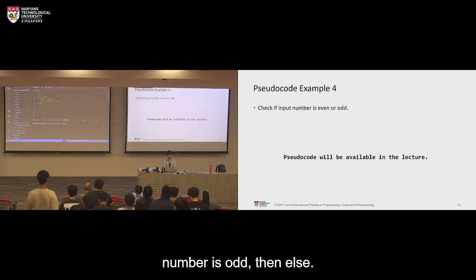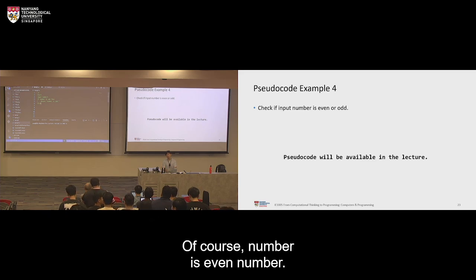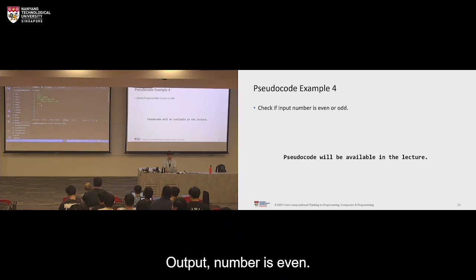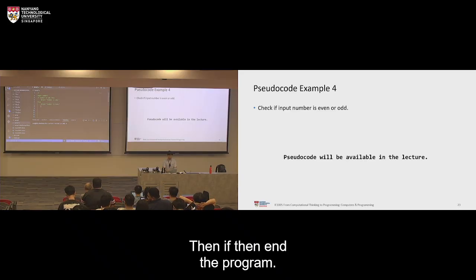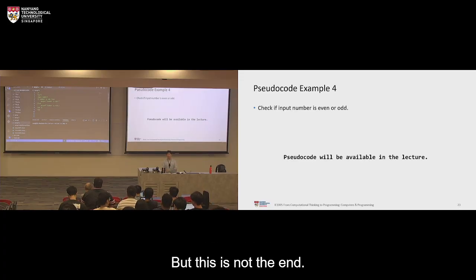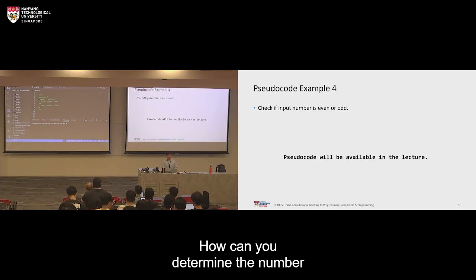Then else. Else means the other case. Of course, number is even number, right? Output number is even. Then end if, then end the program. But this is not the end. How can you determine the number is odd or even?